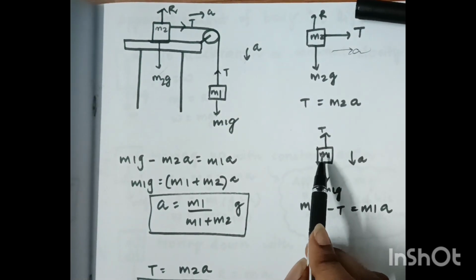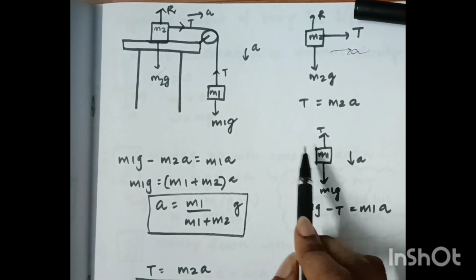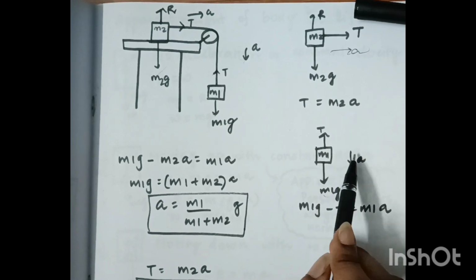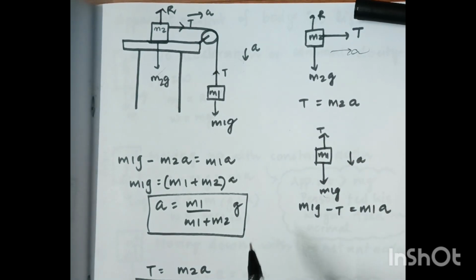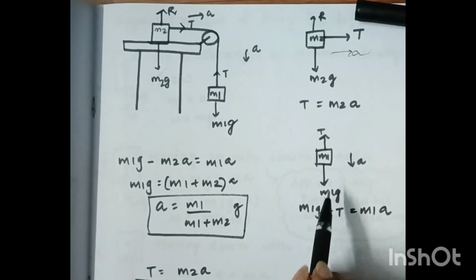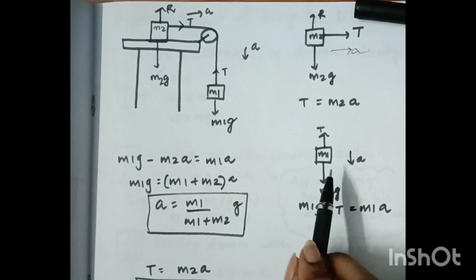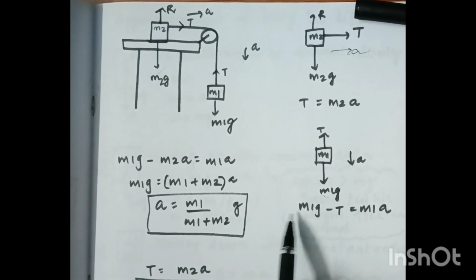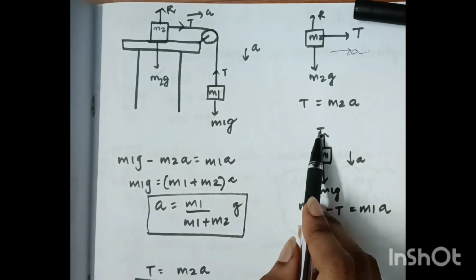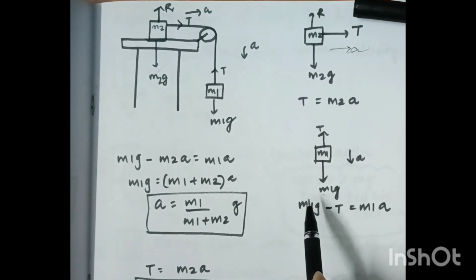For m1, what is the free body diagram? m1g is acting vertically downwards, tension is acting upwards, and this m1 is accelerating downwards. If this is the direction of acceleration, then definitely this force must be greater than tension. So m1g is greater than tension. So m1g minus T equals m1 into a. This is the equation of motion. Net force is m1g minus T, that is equal to m1 into a, because it is accelerating downwards and this force is greater.